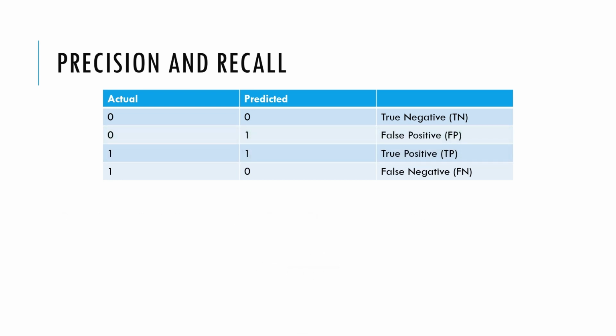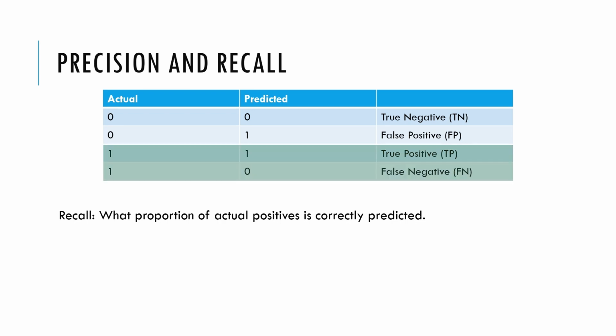Now we define recall as what proportion of actual positives is correctly predicted. So from the table, we find actual positives, which are true positive and false negative. Therefore, these two will be in the denominator. For the numerator, as per the definition, we want the correct predictions, which is the true positive. Therefore, we write recall as true positive divided by true positive plus false negative.